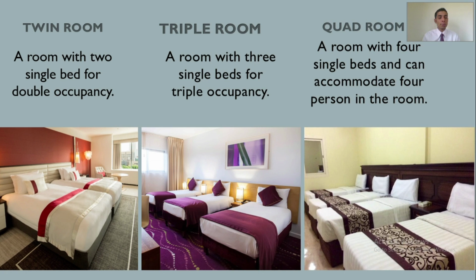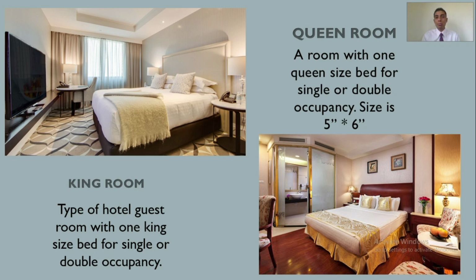As we can see here in the picture, two separate single beds for double occupancy. We have the triple room, a room with three single beds for triple occupancy. As shown in the picture below, we have three separate beds, and in this room three persons can occupy. And the quad room, which is usually not very familiar to all hotels or all hoteliers, but still there are some hotels that have a quad room with four single beds that can accommodate four persons in a single room.